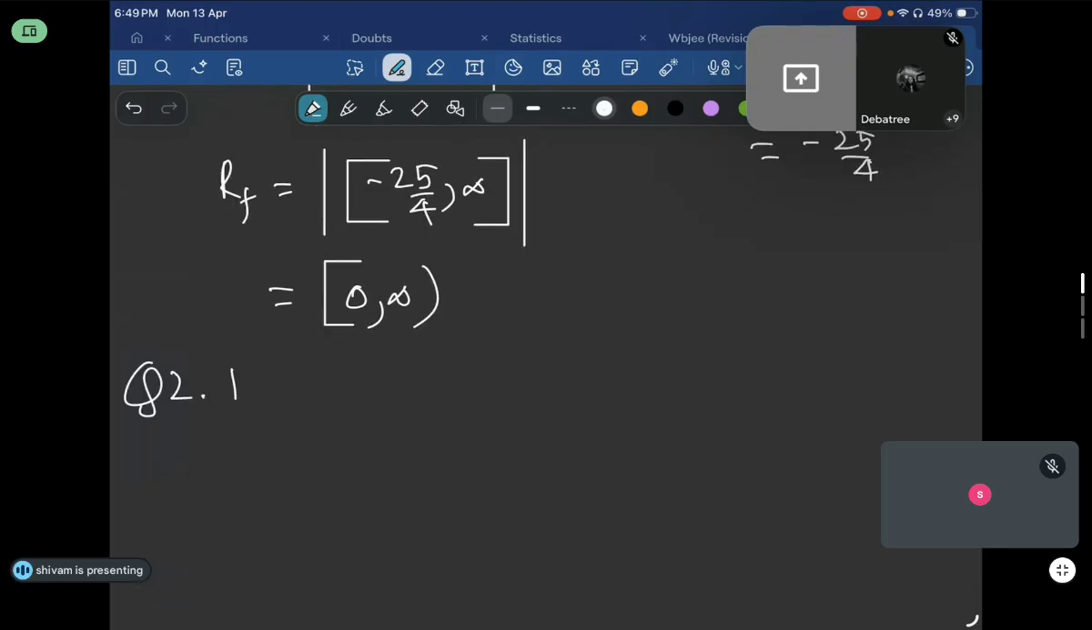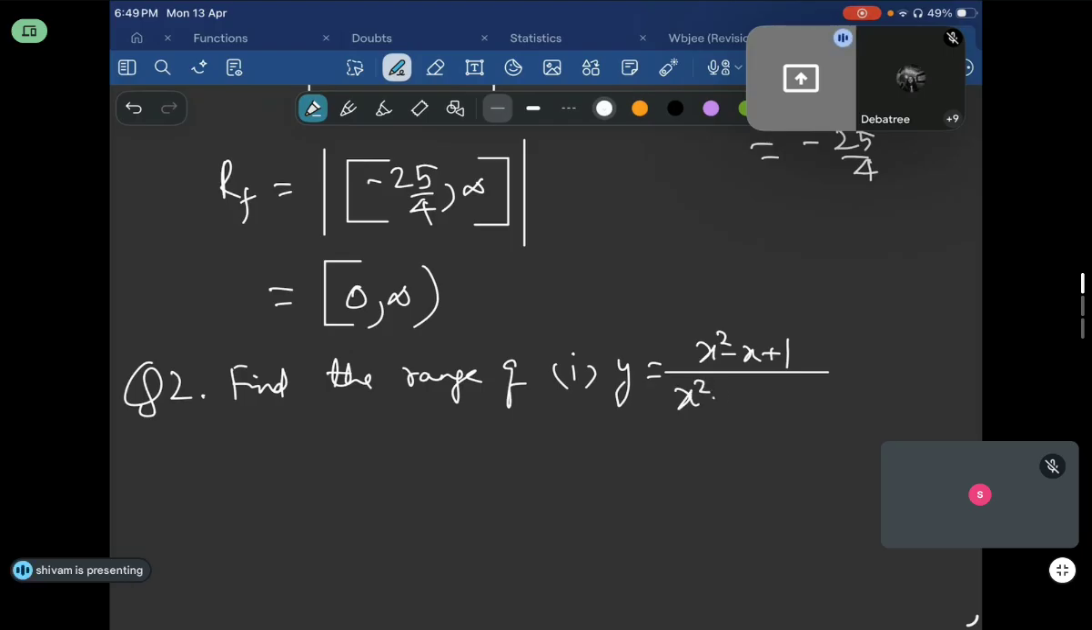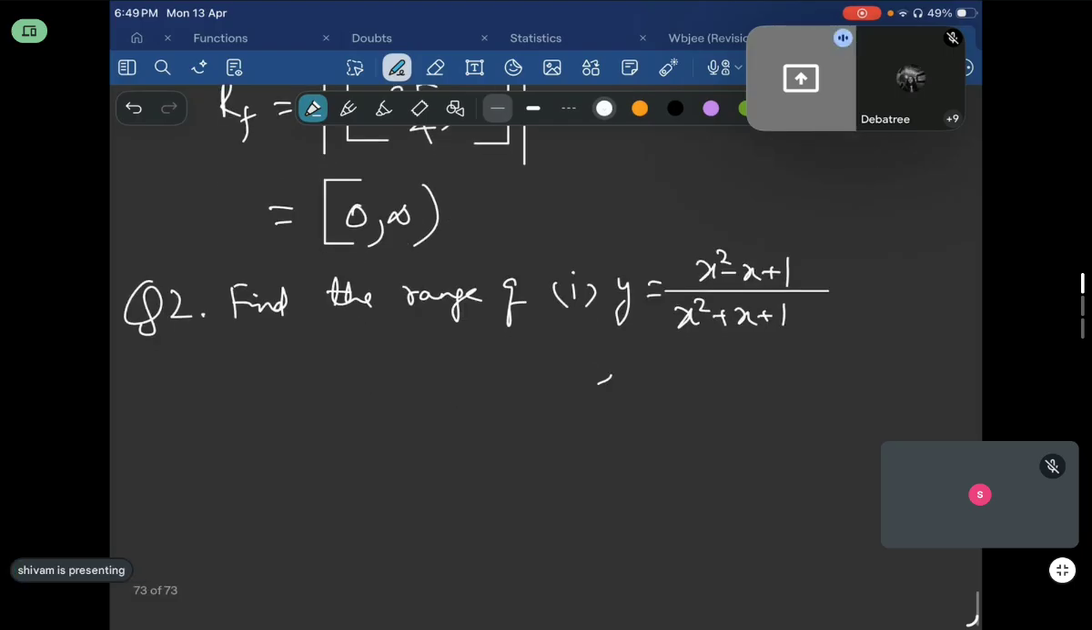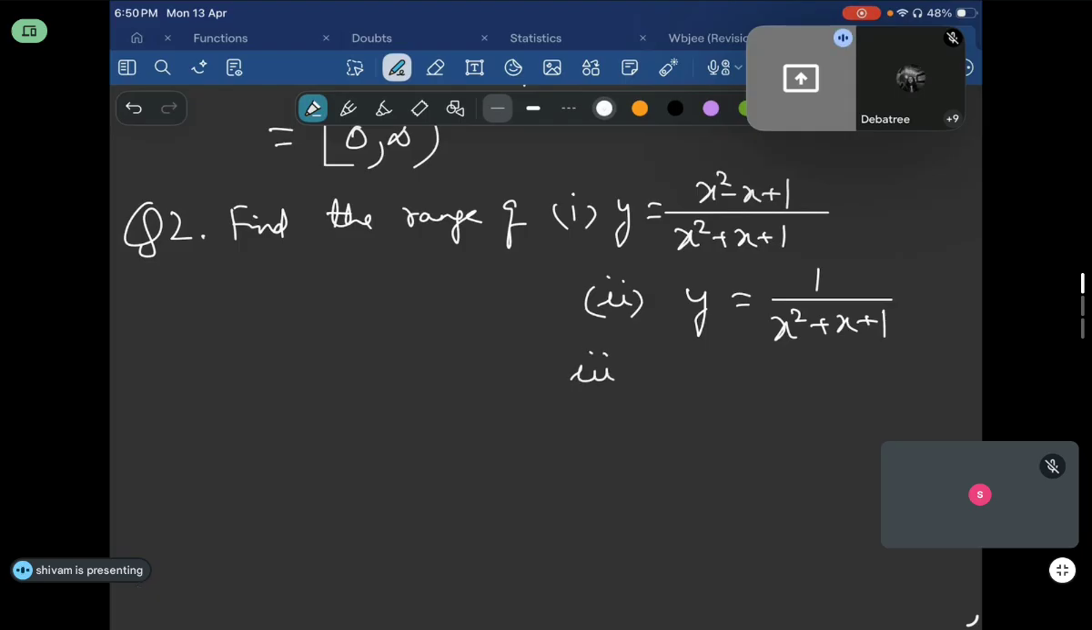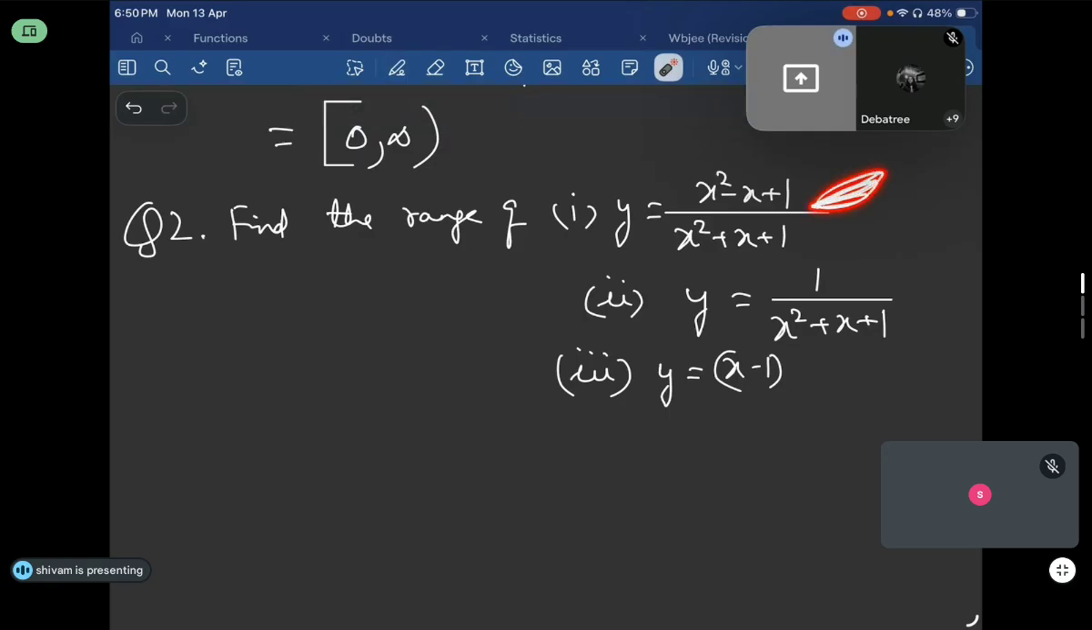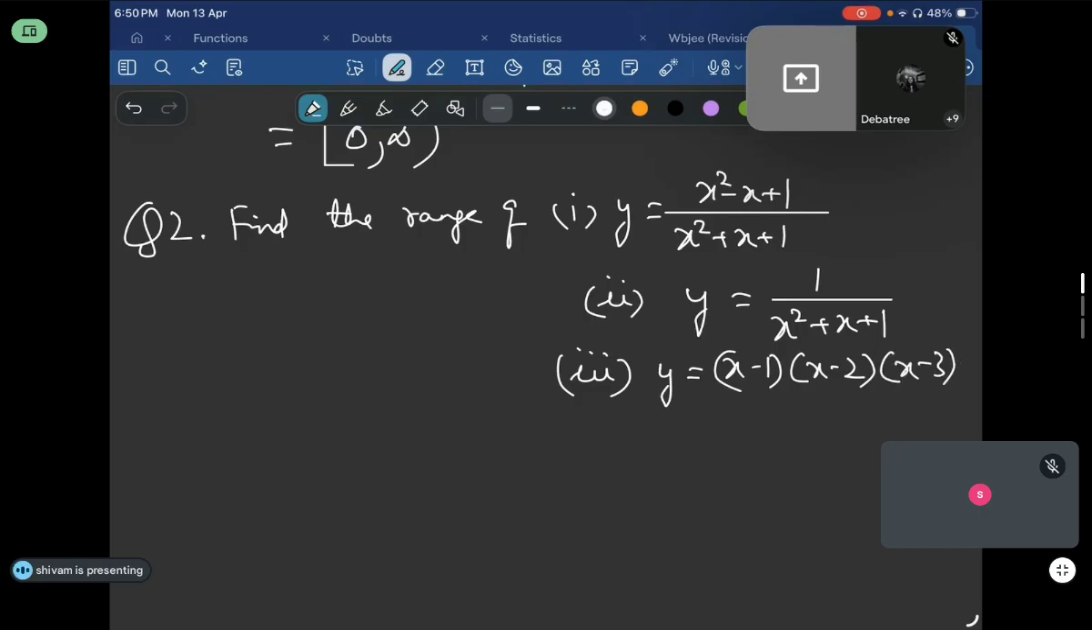Question number 2. Find the range of number 1. Y is equal to x square minus x plus 1 upon x square plus x plus 1. Number 2. Y is equal to 1 upon x square plus x plus 1. Number 3. Y is equal to x minus 1 into x minus 2 into x minus 3 upon x minus 2 into x minus 3. This sum we did in quadratic equations also. If you people remember, you will be able to solve it. Solve.